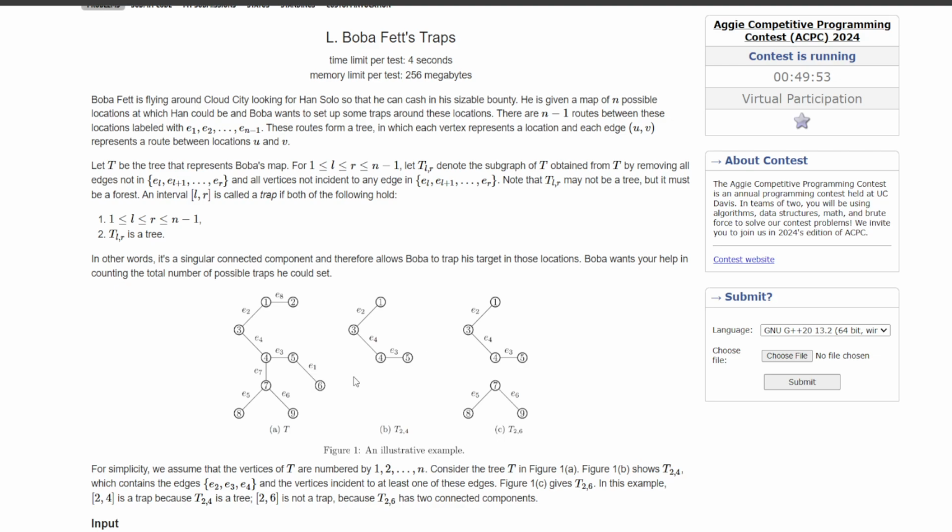Wait, in that statement it says, note that the TLR form may not be a tree, but it must be a forest. So if it's like multiple trees, is that still good? No. Wait, no. Because no matter what you do, it's always multiple trees. Wait, I'm like tweaking right now.